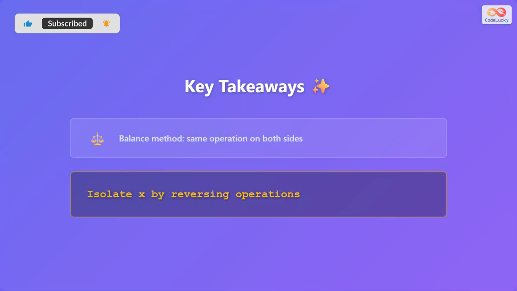Let's summarize the key things we have learned. First, remember the balance method. Always perform the same operation on both sides of the equation to keep it balanced. Second, you can isolate x by reversing the operations performed on it. I hope these tips help you in solving linear equations.